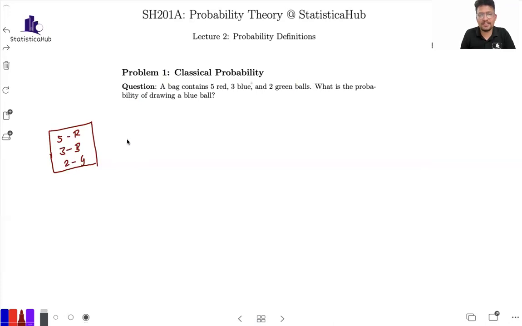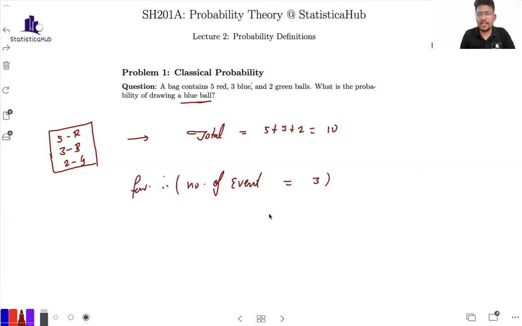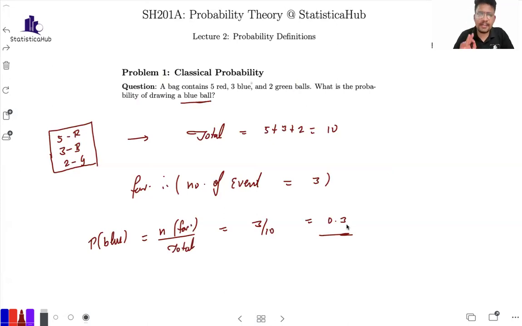Very easy, you can simply see the total number of balls, that is 5 plus 3 plus 2, that is 10. And if you have to get a blue ball, the number of blue balls, technically the favorable outcomes, is 3. So the number of favorable outcomes over the total number of outcomes gives the respective probability. So the probability of getting a blue ball will be 3 over 10, that is 0.3. A very simple, standard, and easy concept in probability, the classical probability.